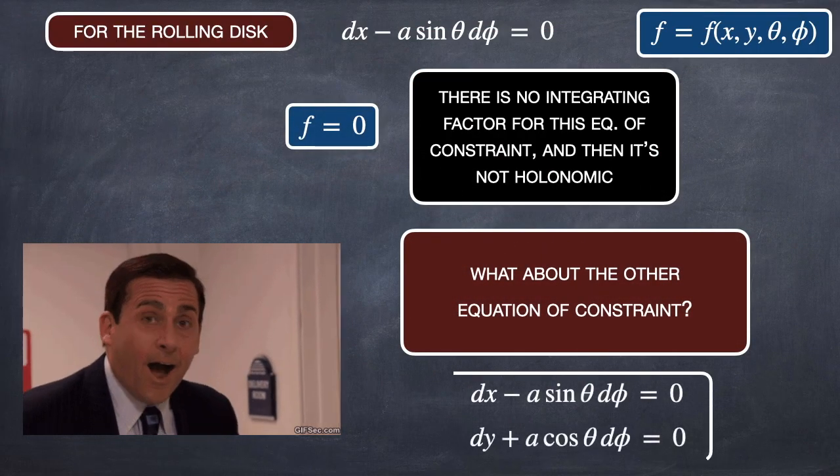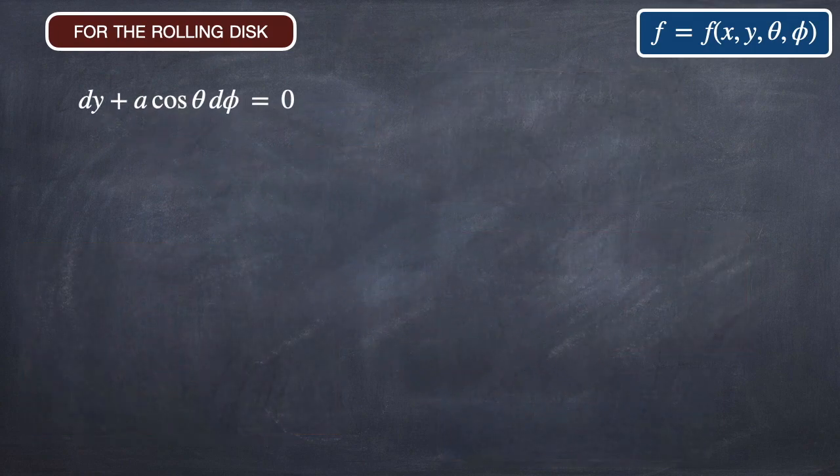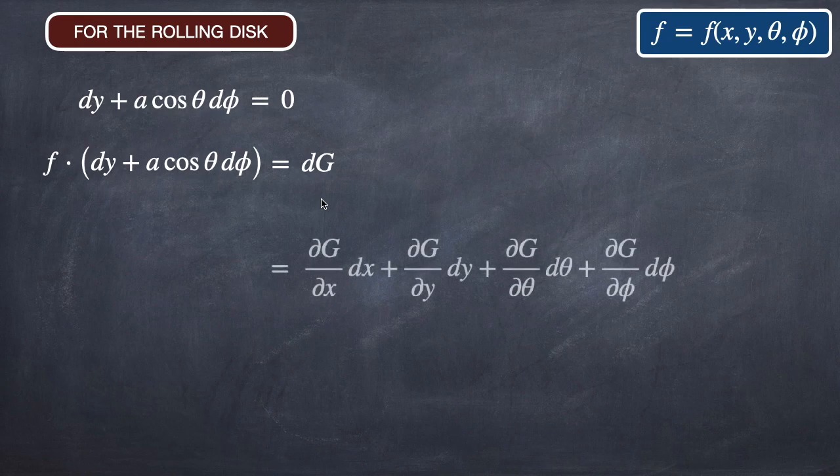What about the other equation of constraint? So for the rolling disk, we have these two differential equations of constraint. We just solved the problem for the first one. For the second one, we will do the same method, the same procedure. We're going to multiply that by f, and this is equal to the exact differential dg.